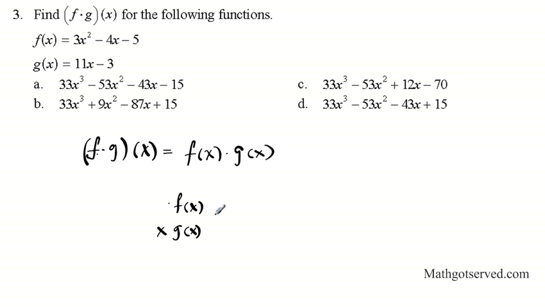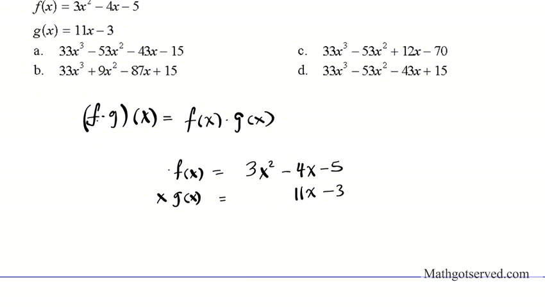Okay, notice I'm going to set it up by lining up columns, terms of the same degree on the same column. Okay, so 3x squared minus 4x minus 5 for f of x, and then for g of x, I'm going to put 11x under here for the first degree column, minus 3 as the degree 0 column. Okay? Alright, now we're going to multiply. That's the operation that we're carrying out here.